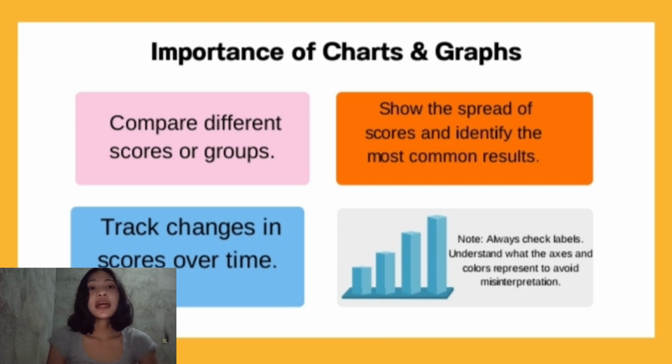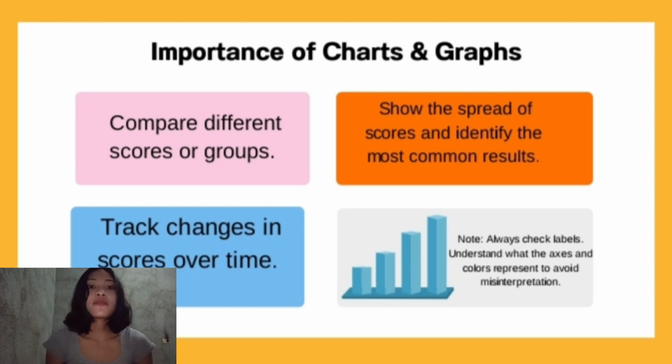Simply looking at a list of numbers can be overwhelming and confusing. That's why we use charts and graphs. They turn numbers into a simple visual story. They make it easier to spot patterns, differences, and trends quickly. Here are the main things charts and graphs help us do. Number one, compare different scores or groups. A bar chart is perfect for this. It lets you see which group or score is bigger or smaller at just a glance.